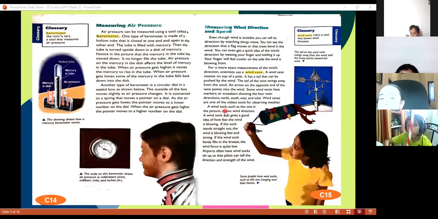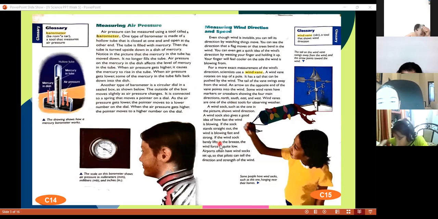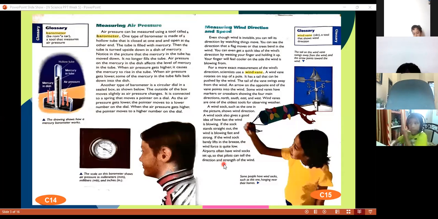A wind sock, such as the one in the picture, shows wind direction. A wind sock also gives a good idea of how fast the wind is blowing. If the wind sock stands straight out, the wind is blowing fast and strong. If the wind sock barely lifts in the breeze, the wind force is quite low. Airports often have wind socks set up so that pilots can tell the direction and strength of the wind.